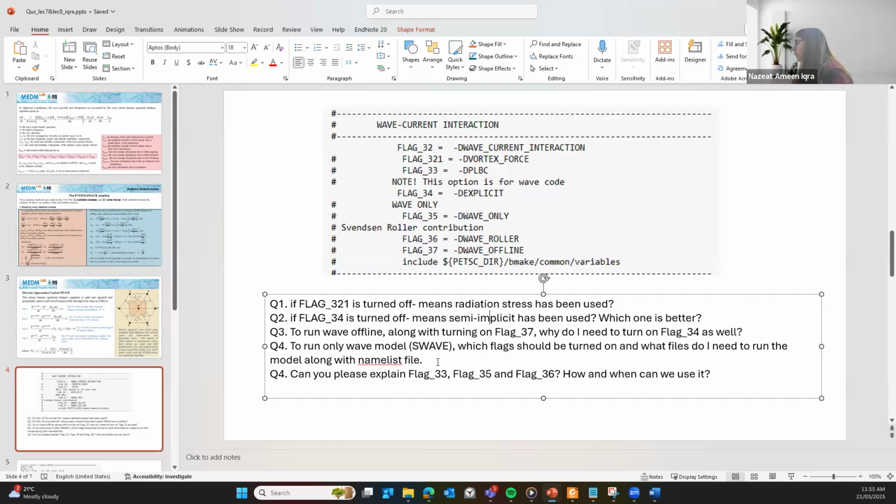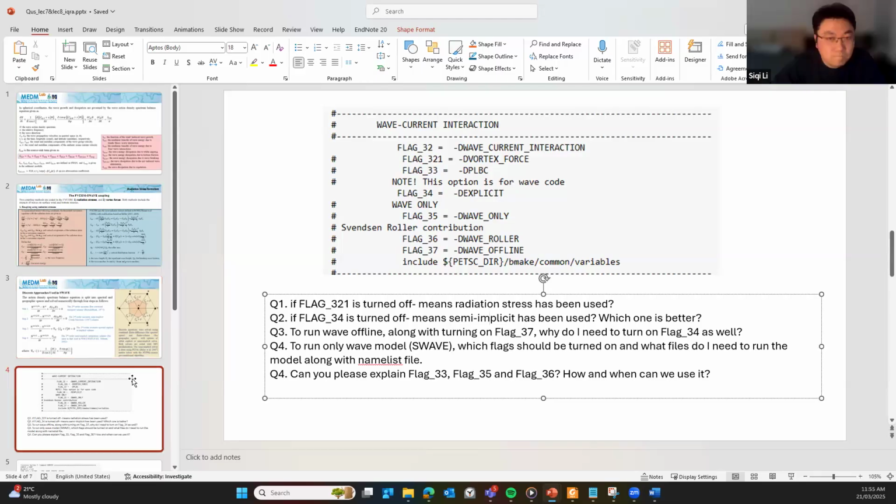Another question: if I want to analyze only the wave model, that is the SWAN model, should flag 35 be turned on? I'm a bit confused about which flag should be turned on. Can you explain what flag 36 and flag 33 are? Basically, I want to know how these flags work in terms of wave-current interaction and which one is applied for what. And I have another two questions.